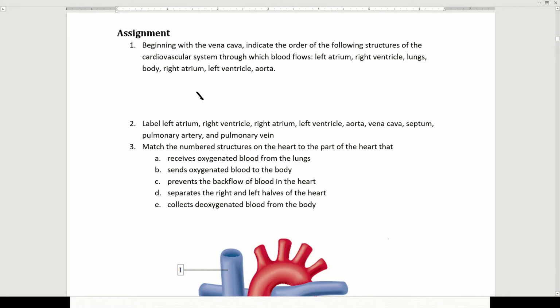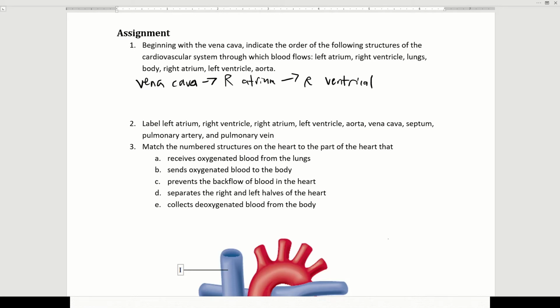So beginning with the vena cava, indicate the order of the structures of the cardiovascular system which blood flows through. So if we're starting with, actually, let's start over here. We're starting with the vena cava. Vena cava is going to be on our right side, so we're going to be doing right atrium. It's always atrium first, A first, and then right ventricle.